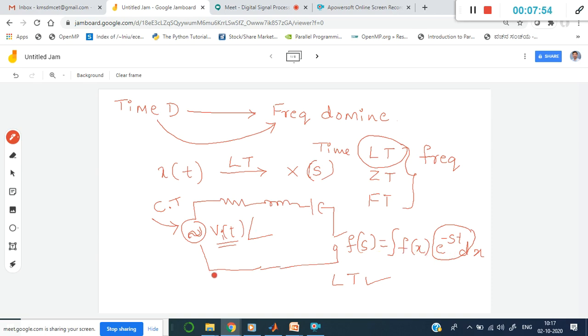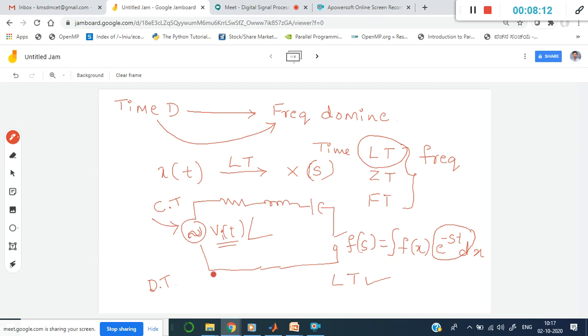Now if the signal is discrete time, then we have different transforms. Maybe it is the Fourier transform or the Z transform, right? So now the point is very clear here.